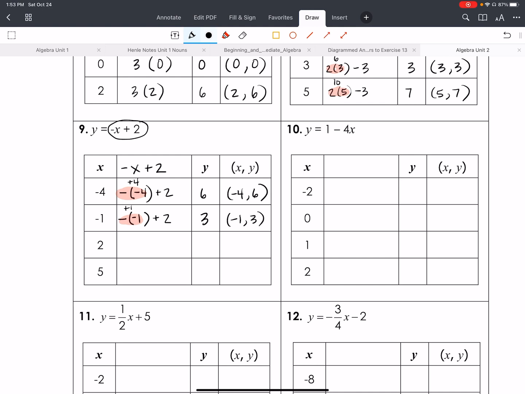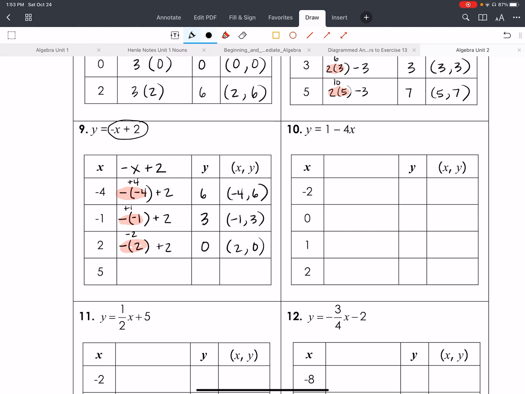If you're putting in a positive number, we still have to switch the sign if it's negative x. So negative, take out that x, leave the whole 2, positive 2. And that becomes negative 2. All right, and I'm supposed to add 2 to this. So negative 2 plus 2 is 0. So when I put in 2, I get out 0.